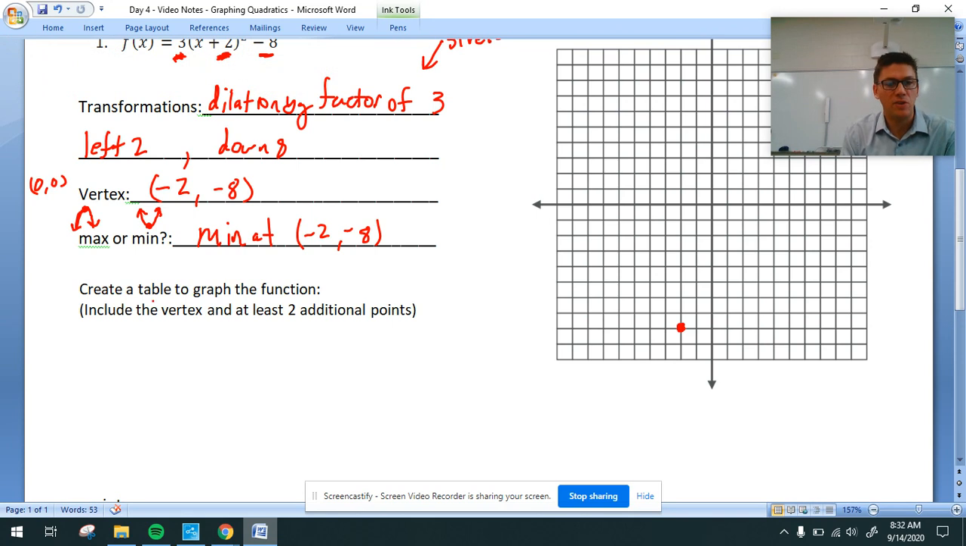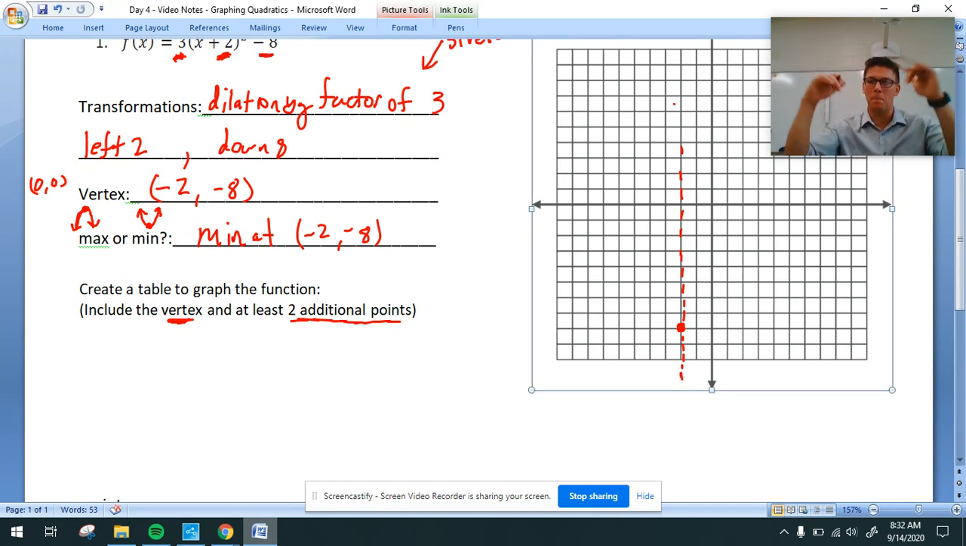So here's what you need to do. You need to include the vertex, but also a couple additional points, like 2 additional points to the right or 2 additional points to the left. Because parabolas are symmetric, what's happening on one side of the vertex is also happening on the other. There's what's referred to as this axis of symmetry. This line that is like the mirrored image across from it. And we'll get to that in just a second.